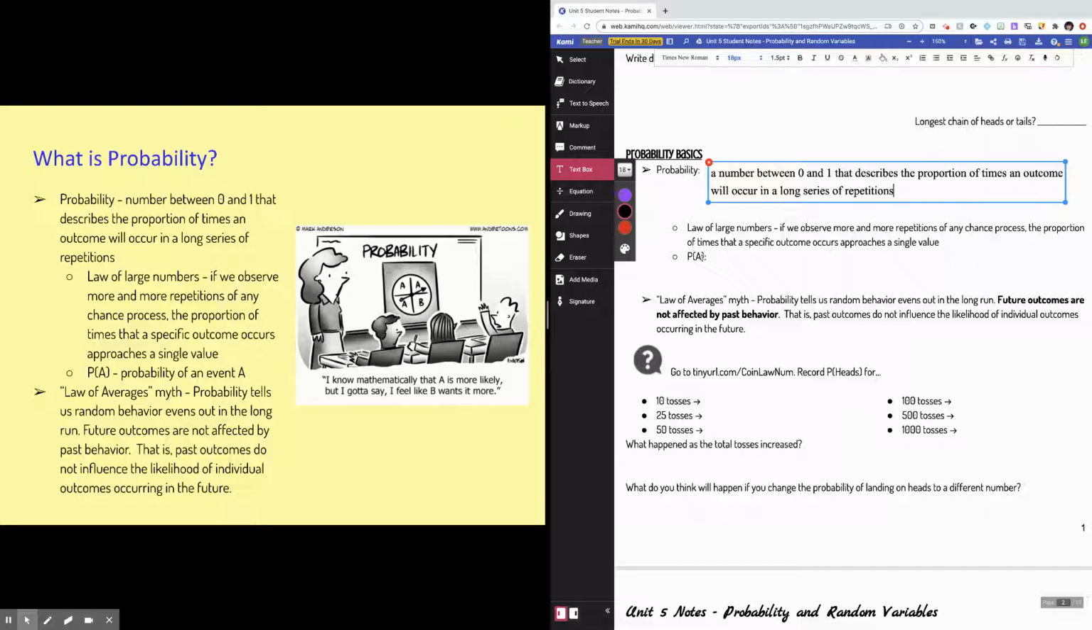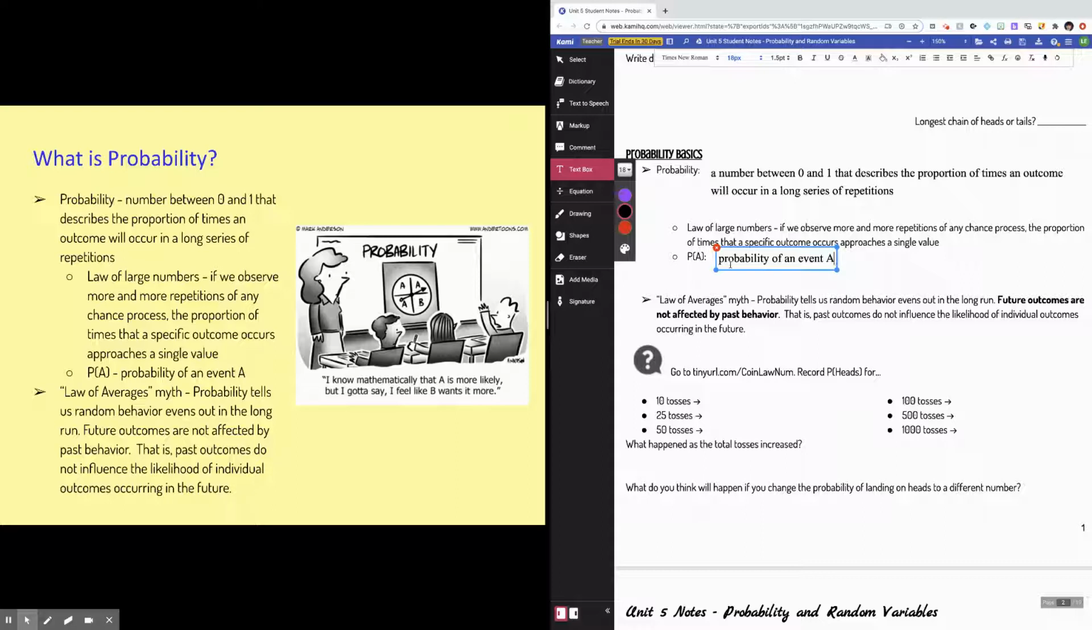The way that we notate probability is P, capital P, parentheses, and then you put the event that you are concerned with finding the probability for inside parentheses. So if you see P parentheses A, that means probability of an event A.